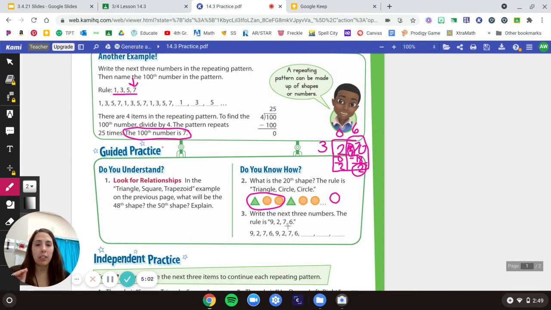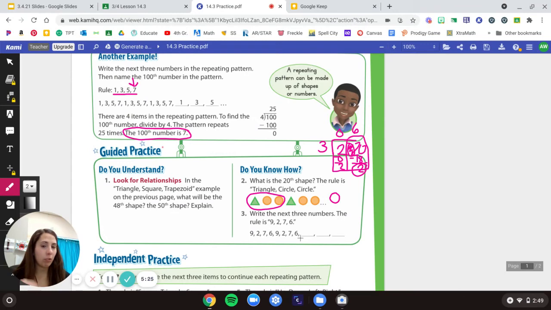9, 2, 7, 6. So we have 9, 2, 7, 6. Well, just like with our triangle and circles, when we got to the end, it repeated. So then we start over. 9, 2, 7, 6. That's the end of our pattern. So what would these next three numbers be?